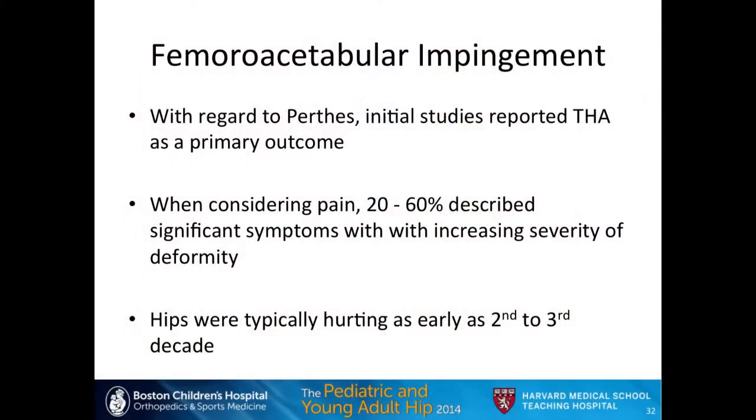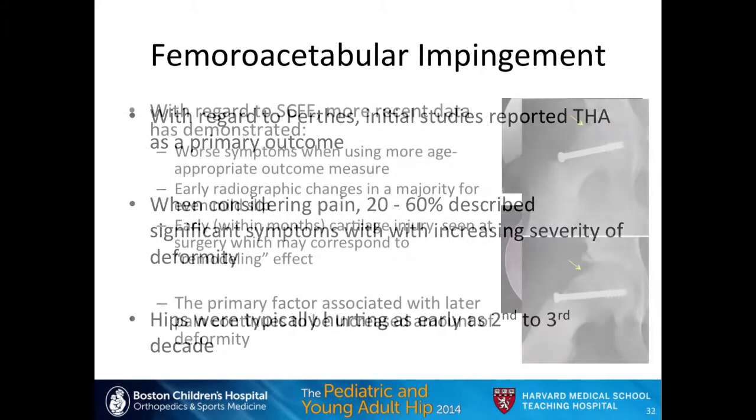When were they starting their pain? 2nd to 3rd decade, as early as that, right? Teenage to 20s. So that's when the symptoms start to show up for these people. So I guess the common theme here is we don't really know the true natural history, but we know that things aren't good the whole way through, up until the very end.